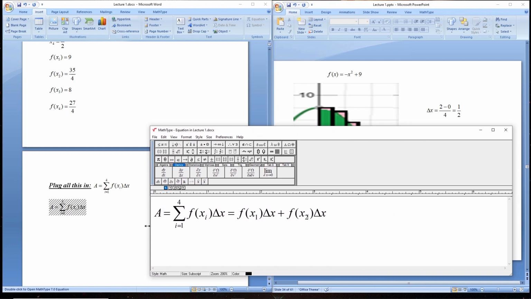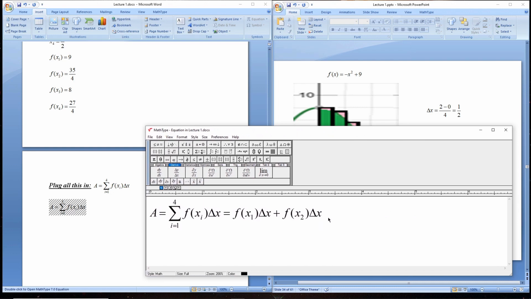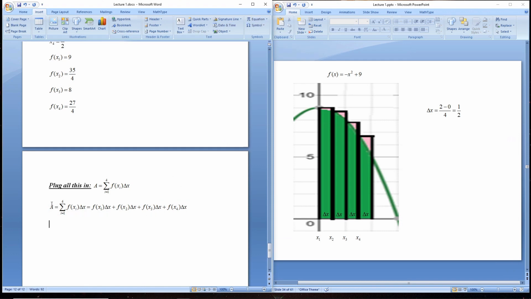And we're going to do this for all of them. So now we did i equals 1, we did i equals 2, and now we're going to do i equals 3. And then finally, i equals 4. So maybe getting a little ugly looking, but this is our expression here that will get us our answer.